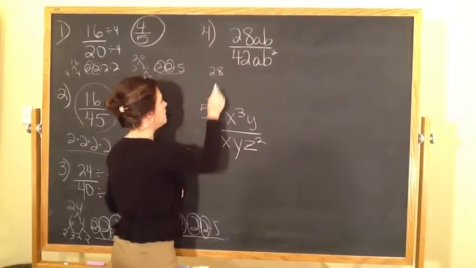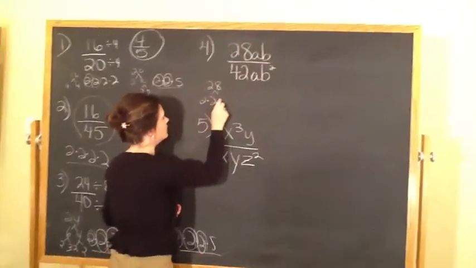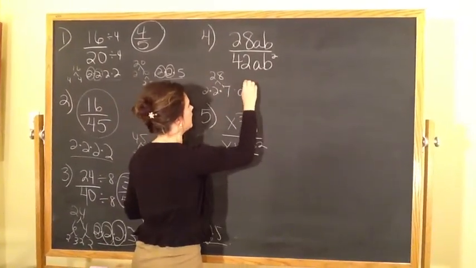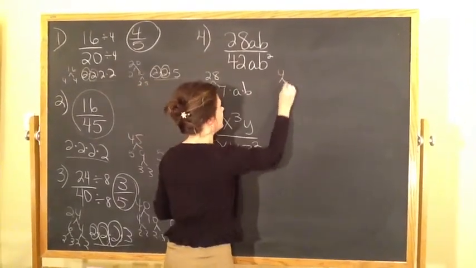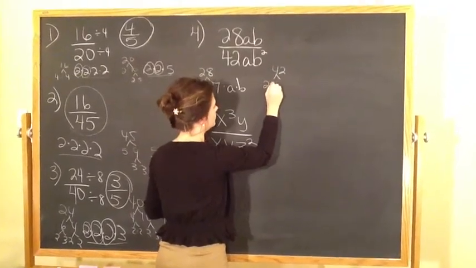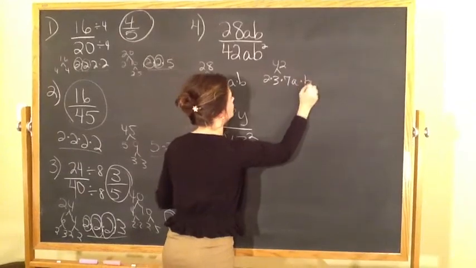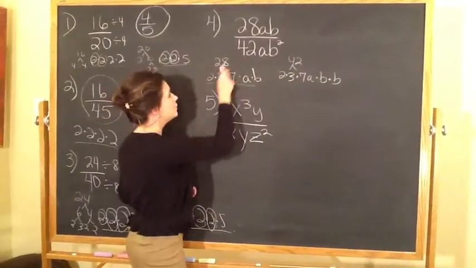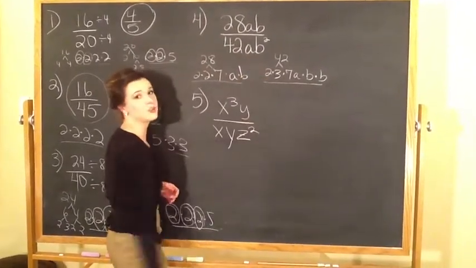Okay, 28AB can be broken down into 2 times 7, or 4 times 7, times A times B. 42AB squared: if you break down 42, you will have 6, which is 2 times 3, and 7 times A times B times B. So this is a prime factorization of 28AB, and this is a prime factorization of 42AB squared.